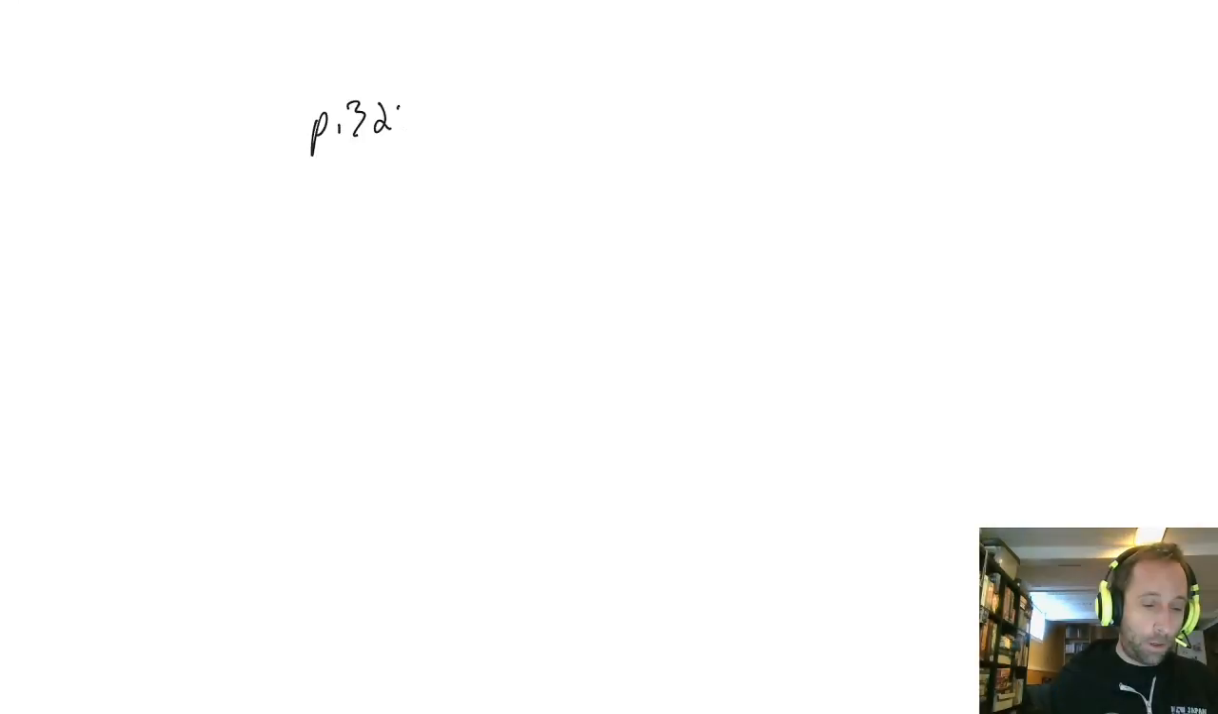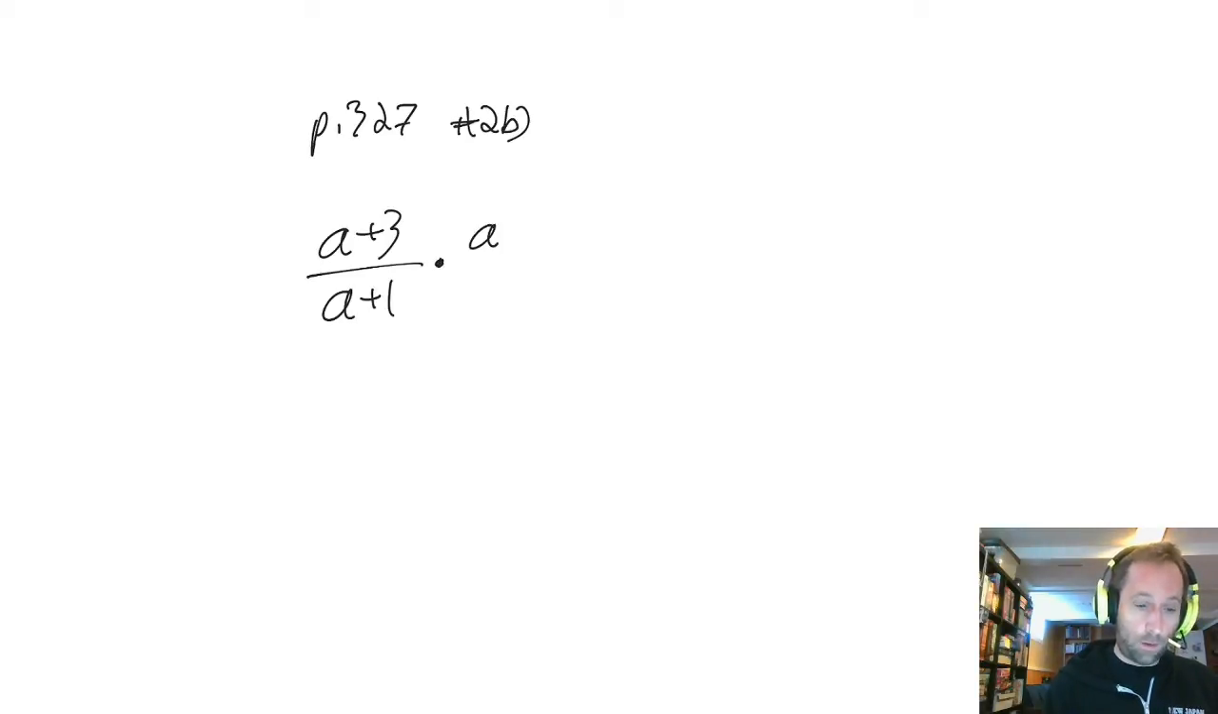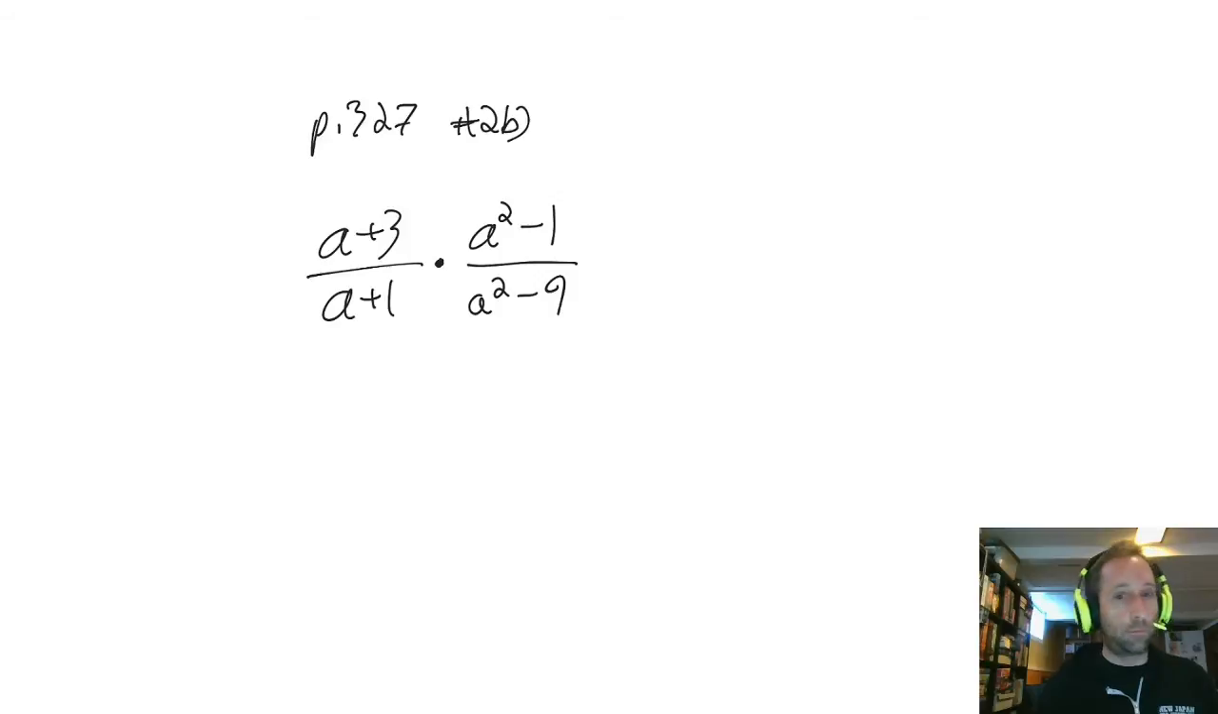So this is question number 2B. I believe it's on page 327. Page 327, number 2B. And this is a plus 3 divided by a plus 1, times a squared minus 1, divided by a squared minus 9.